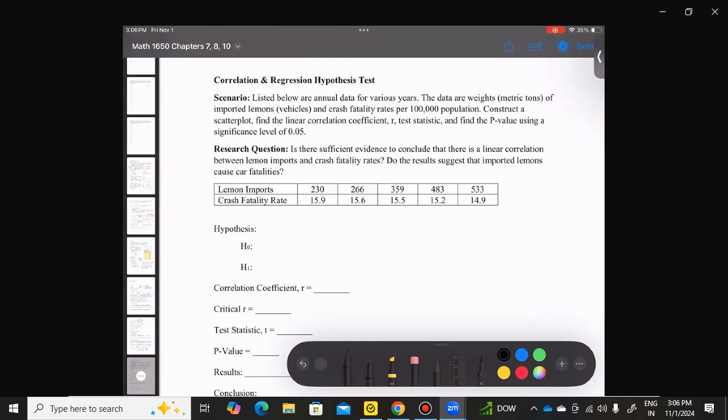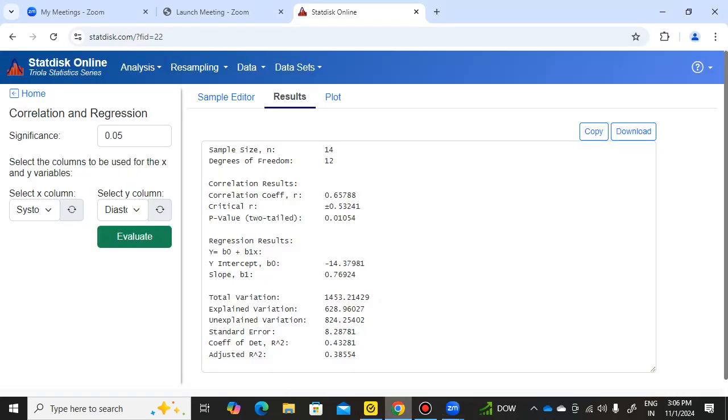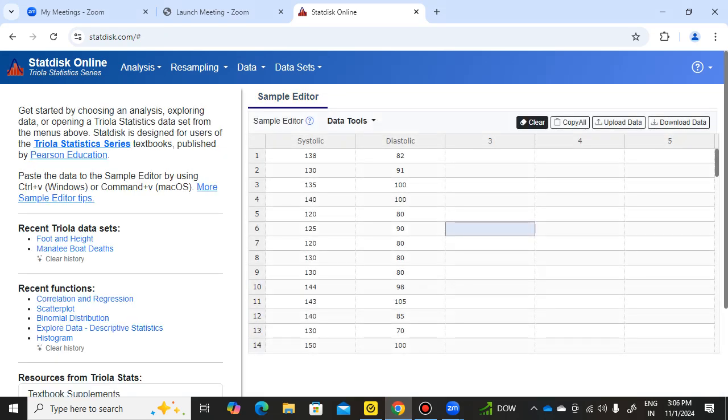So the fatality rates are in units of 100,000. So if it's 15.9, it's not 15.9 average people, it's 15.9 per 100,000 people. All right, and so we're going to see if there's correlation and basically do a hypothesis test on that, and then see what the regression equation is and whether it matters. All right, so let's get these into StatDisk. So go back to this, we can clear this data.